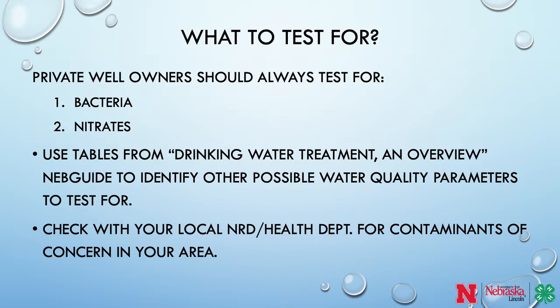So what to test for? Private well owners should always test for bacteria and nitrates. Your bacteria includes your coliform and your E. coli. If there's any questions, you can always use a table from the drinking water treatment overview, which we have copies of in the back of the room afterward. That is a NEB guide that you can use to identify other possible water quality parameters to test for. And then it's always a good idea to check with your local NRD or health department for contaminants of concern in your area, because they will be the people that can help educate you about that.